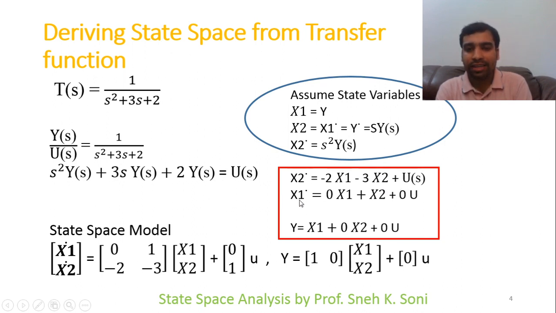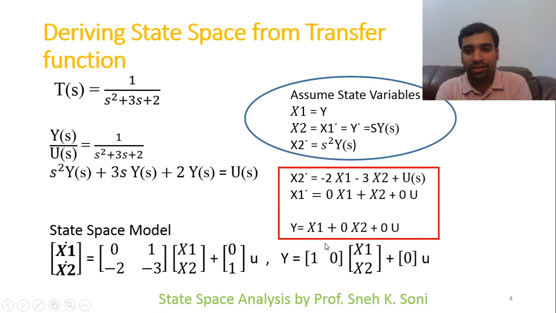Okay. And what is x1 dot? x1 dot I have already taken as x2. So I can write x1 dot is equal to 0x1 plus x2 plus 0u, because there are no terms for x1 and u, so you write coefficient 0. Fine. What is the output? Output is basically y. Y is equal to x1. So I can write y is equal to x1 plus 0 x2 plus 0 u.